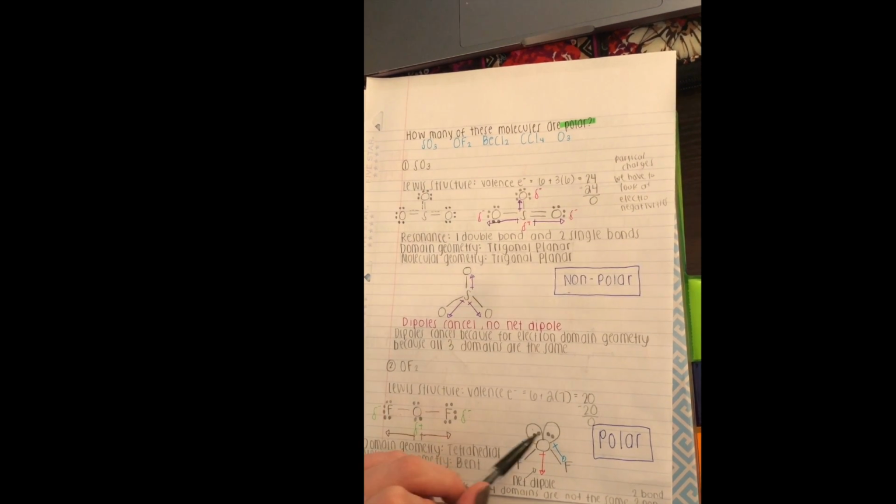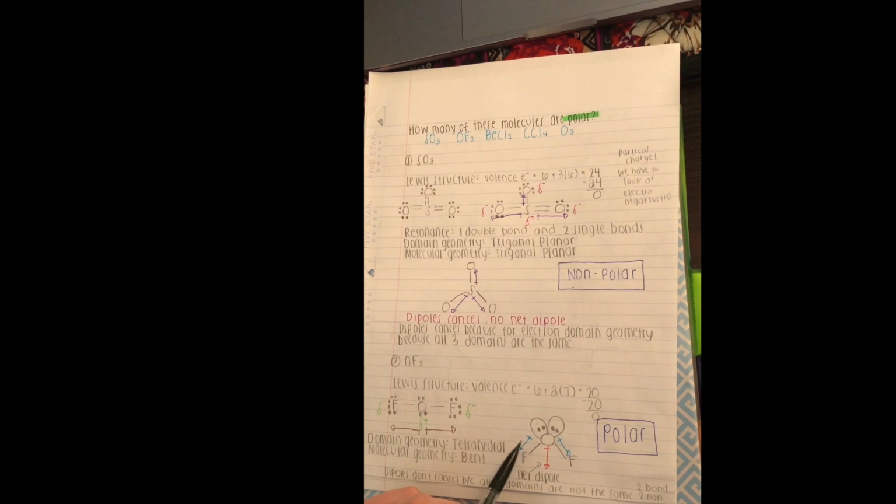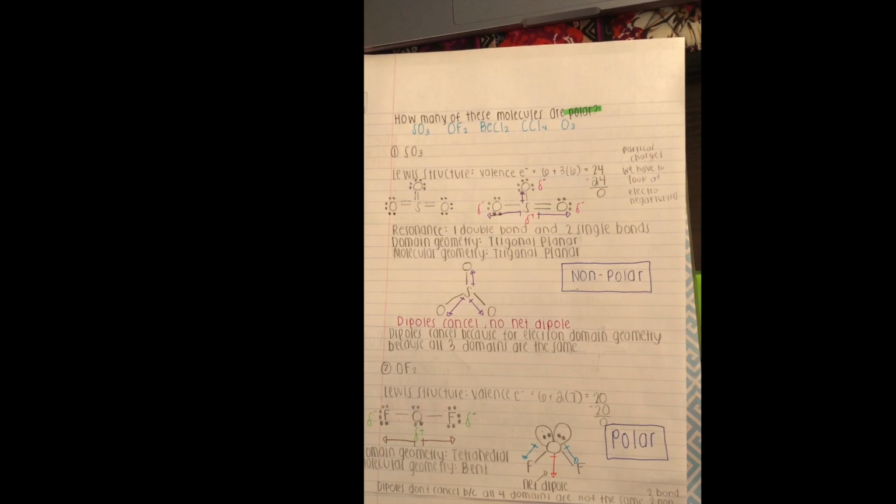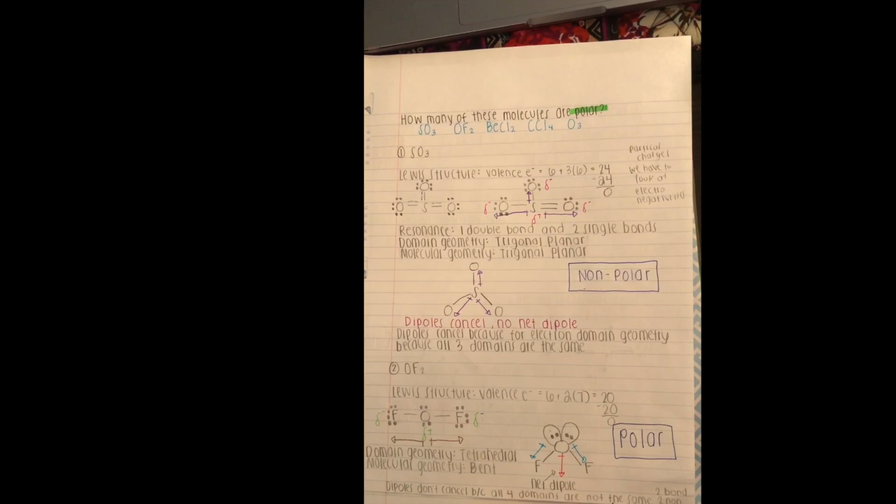But it has 2 non-bonding pairs and 2 bonding pairs, which means its molecular geometry is bent. So we draw it right here with its 2 non-bonding pairs and 2 bonding pairs. And it turns out that you have to add the dipoles in order to get the net dipole, which will be down. The dipoles don't cancel because all 4 domains are not the same. There's 2 bonding and 2 non-bonding. So OF2 is polar.